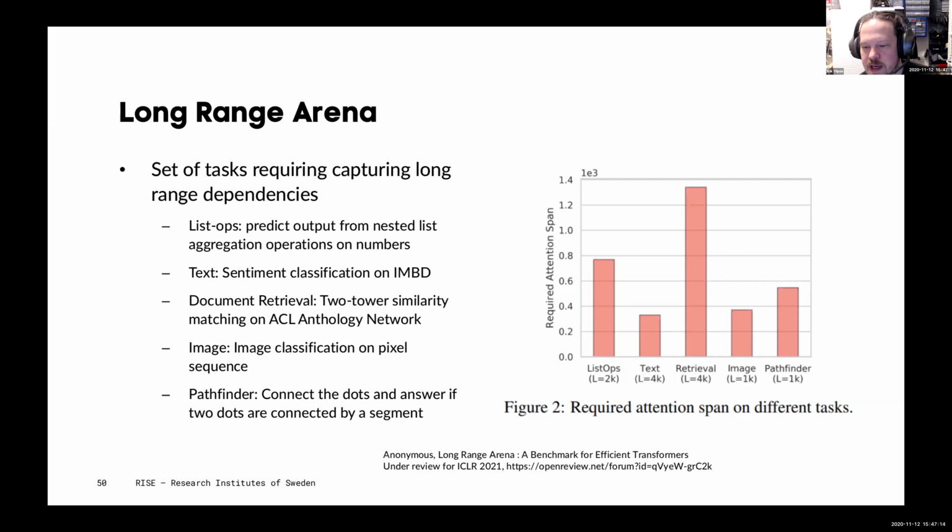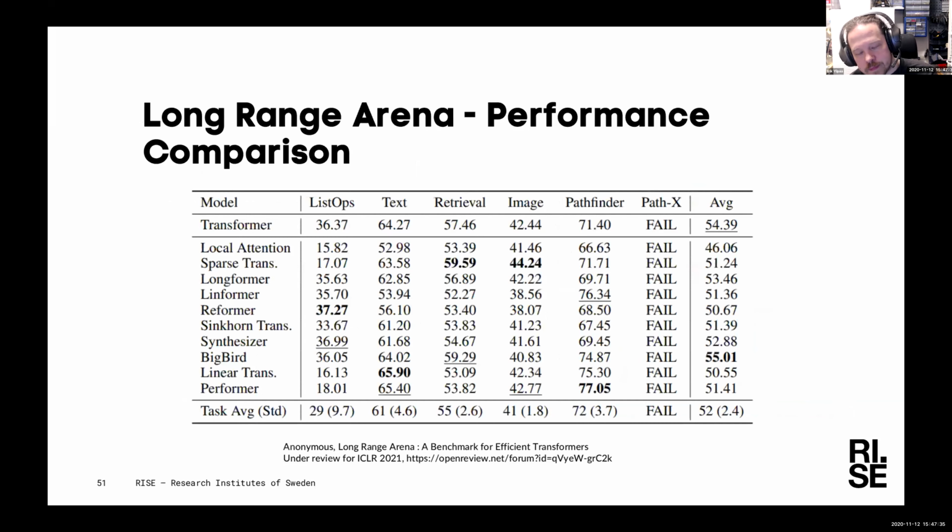And then Pathfinder is kind of a task where, given an image, you're supposed to connect the dots and determine, connect line segments, I would say, and then given dots on that segment, determine whether they are connected or not. So you can have a look for further details if you'd like to in the paper.